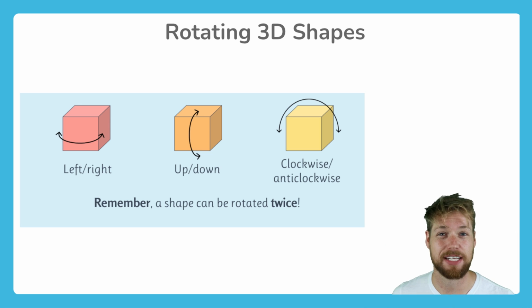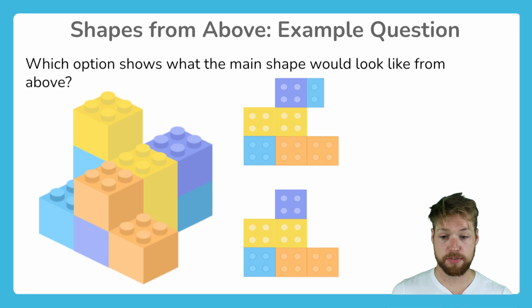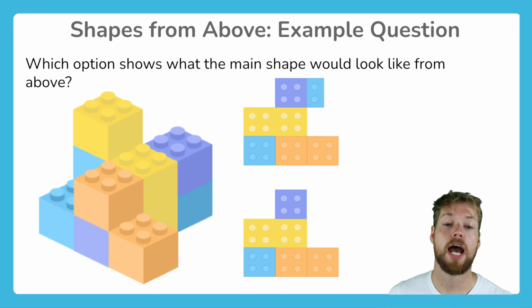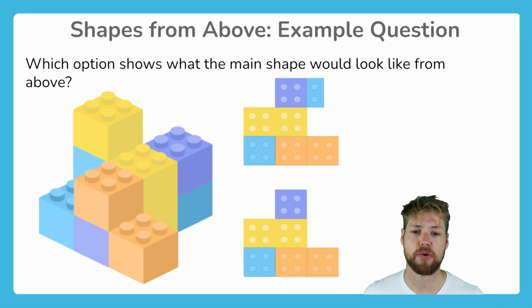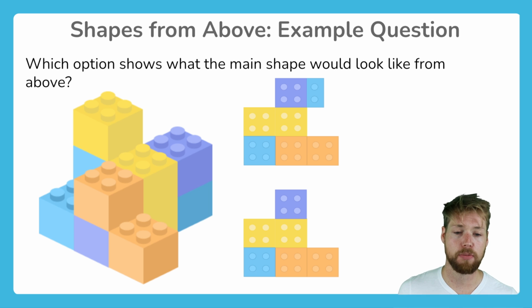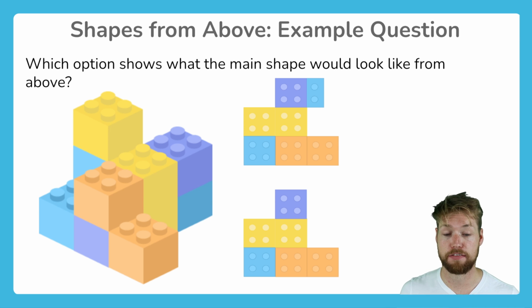Okay, so that's rotating 3D shapes. There isn't really that much more to say on that. Next, we have shapes from above questions. In these ones, you're like a little pigeon, and you are flying over a 3D shape, and you are picking out which one we would see if we were to fly above the shape. So in this example, you need to pick what the main shape would look like from above if we were a little pigeon flying over it.